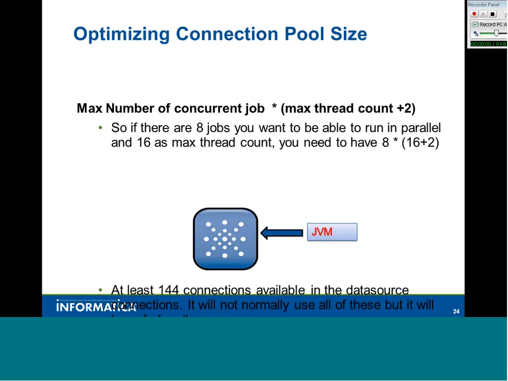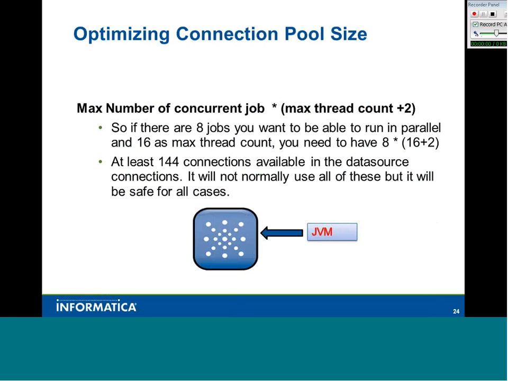And this is for the max number of concurrent threads. Based on this formula, if you're trying to run 8 jobs and you've got 16 as max thread count, then the connection should be at least 144 based on the formula that we've got.